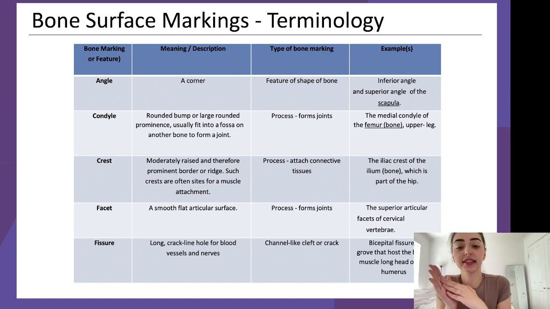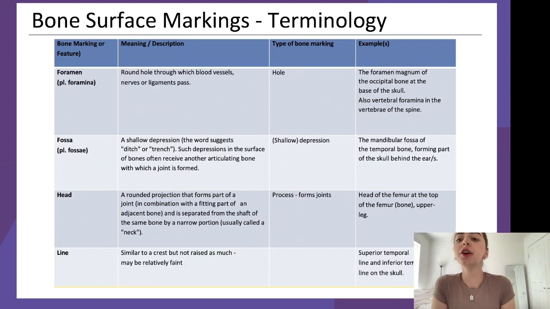A facet is a smooth articular surface, okay? Anywhere where you see smooth bone, it's a facet. A fissure is a long crack-like hole for blood vessels and nerves. You will see through bones there are holes almost like a drill has gone through them, for veins or arteries to run through. A foramen is a round hole through which blood vessels, nerves, or ligaments pass.